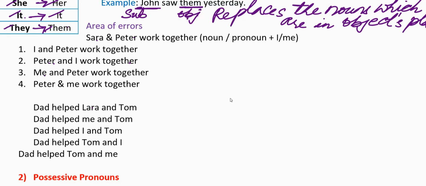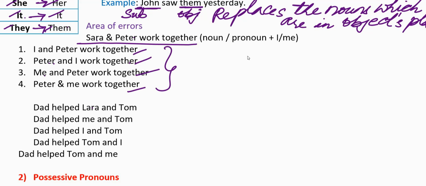Look at the first situation here. Sarah and Peter work together. We all know that Sarah and Peter work together. Let us imagine that Sarah is saying the same sentence. How will Sarah say the sentence? Will she say, I and Peter work together? Or Peter and I work together? Or me and Peter work together? Or Peter and me work together? So which of the four will she say?